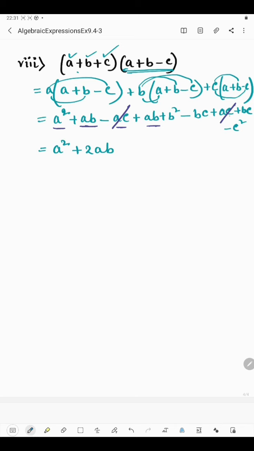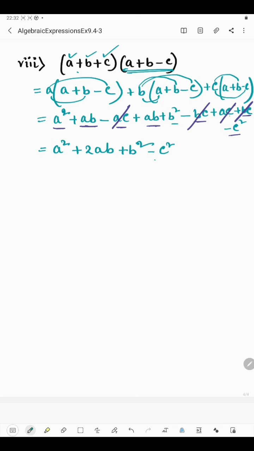Next we have b square. The b square term is not present elsewhere over here, so this is an unlike term and it will remain the same. Now next we have minus bc and here we have plus bc. So this will be cancelled. And then we have minus c square. So it will remain the same. So these all are unlike terms, so this cannot be further simplified.